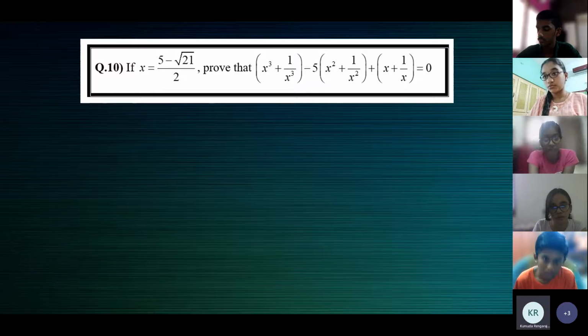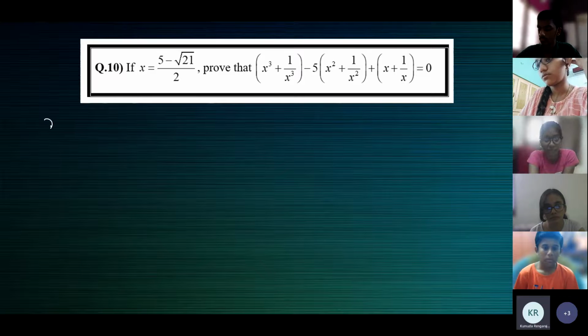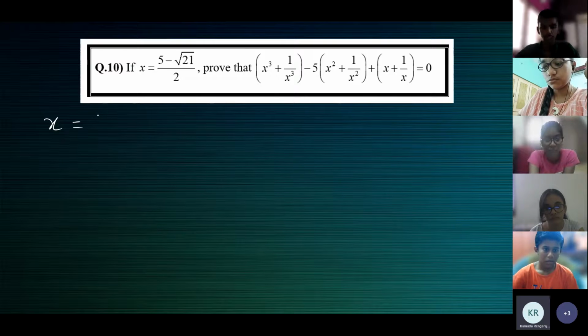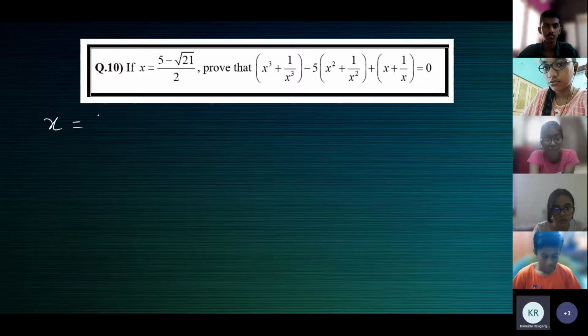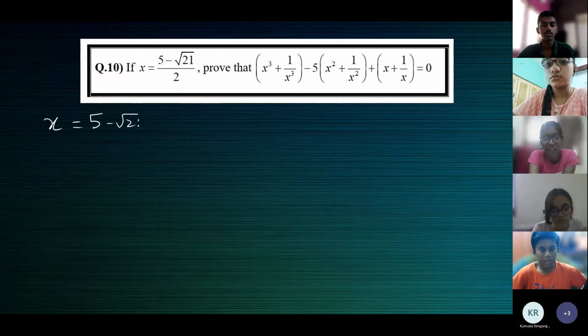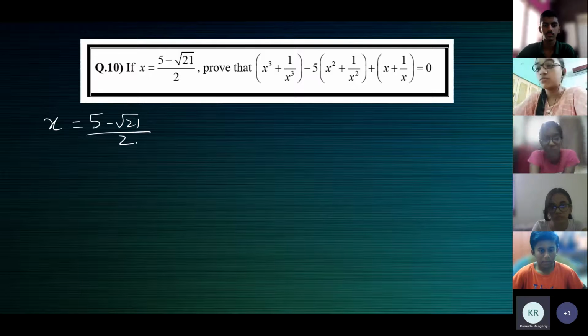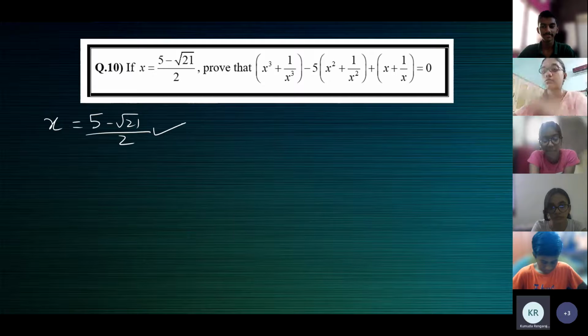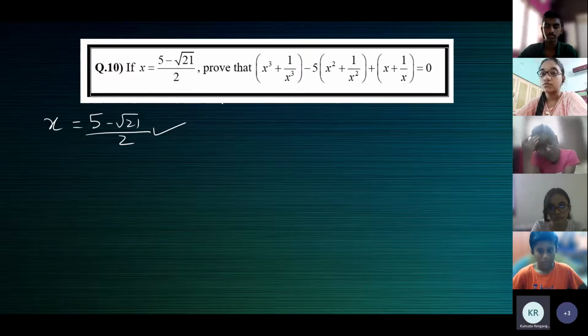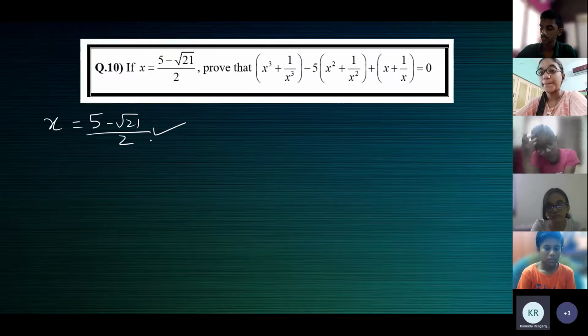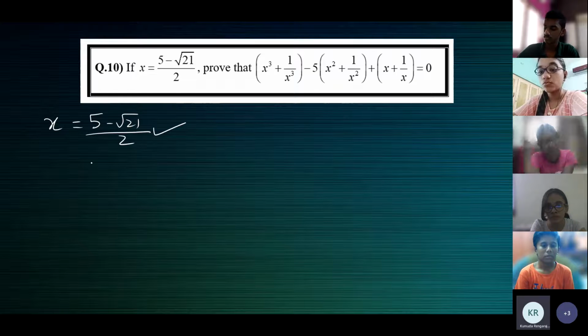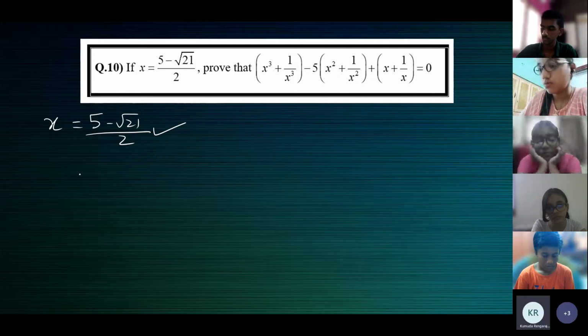Children, please listen to me. Answer these questions. What is the expression for x? 5 minus root 21 by 2. Is the denominator rational? Yes, ma'am. Then we have nothing to do with the expression for x. Forget the numerator. The denominator is rational, so x is fine. The expression for x is in the right form.